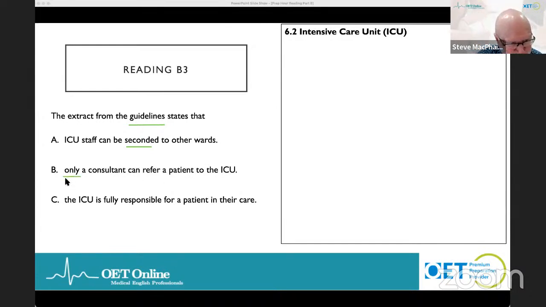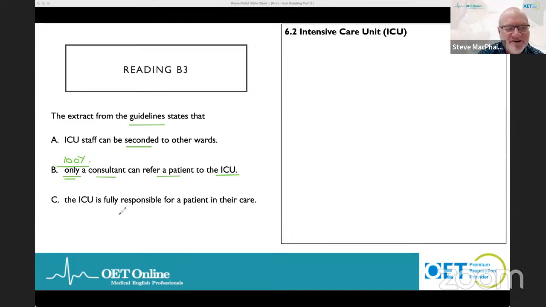Only, watch out for this word, only a consultant can refer a patient to ICU. That's a little bit like 100%, isn't it? It's a bit like your must, everyone, when you see this word. Only, that's saying no one else. So 100%, only a consultant can refer a patient to the ICU. That should be quite useful information to help us rule in or rule out. B could be correct, it could be wrong, but we should be able to find that out.